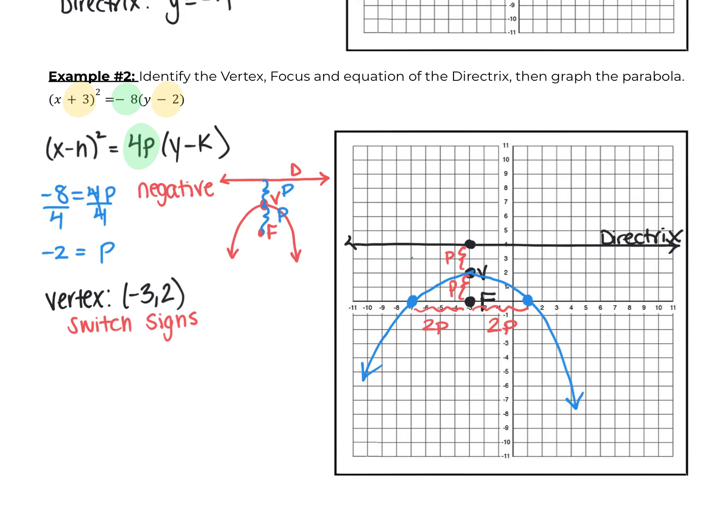So we have our focus, and we have our equation of our directrix. So our focus is this point right here, which seems to be (-3, 0). And the equation of the directrix is this horizontal line that passes through the line y equals 4. So that is the equation of our directrix.